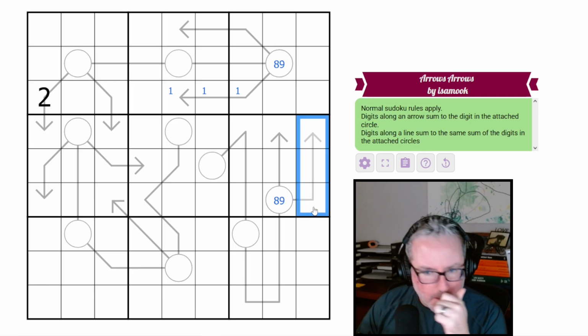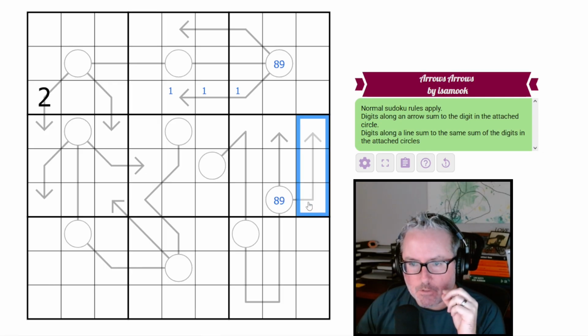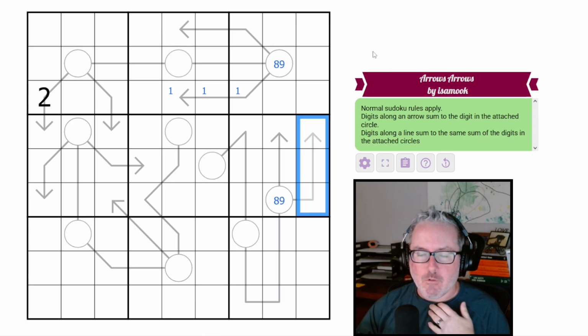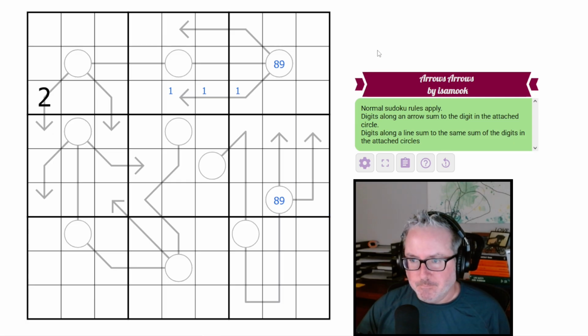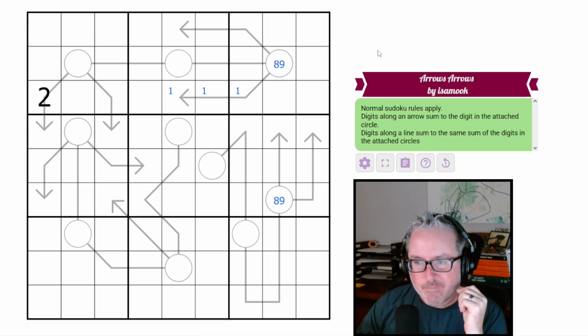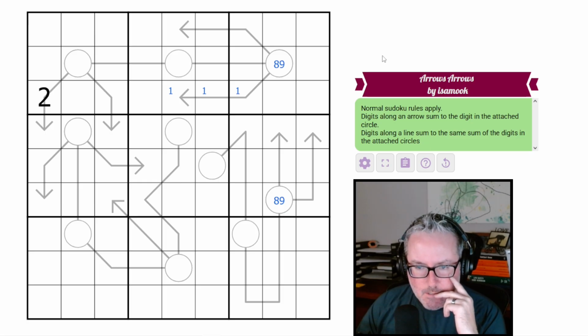Now, so I'm just sucking on a lozenge because my throat has been really bad recently. So I apologize for any undue noise associated.